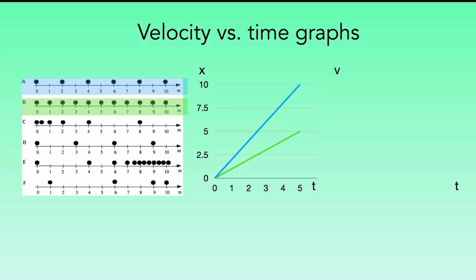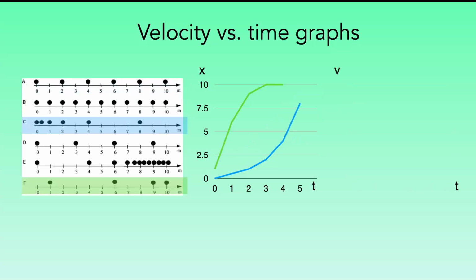Okay, how do the velocities of those 2 compare? Well, the slope of the blue one is 2 meters per second. The unit for velocity is meters per second. Every point on the blue line in the position time graph has the same slope. So that slope never changes, so the velocity never changes. It's a constant 2 meters per second. And for green, we can see it's 1 meter per second.